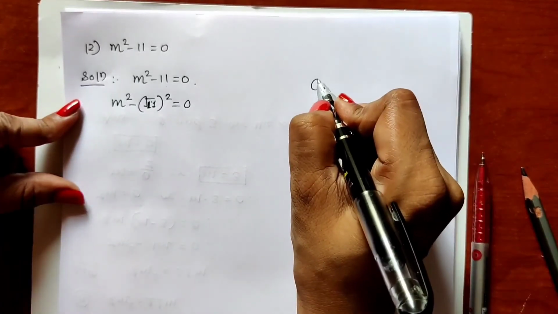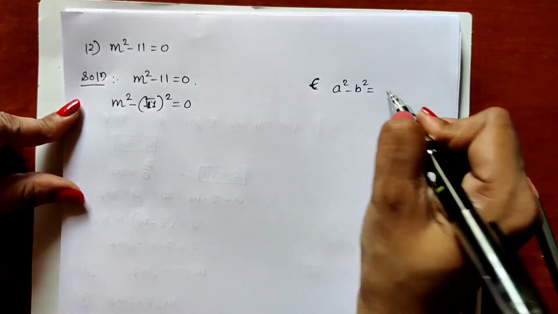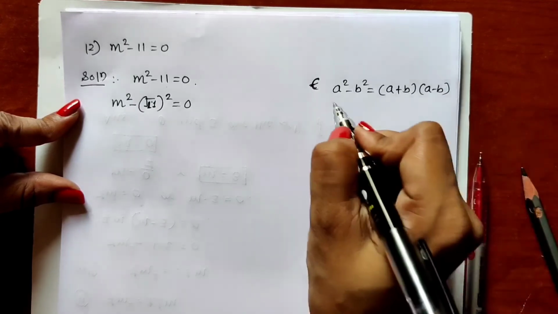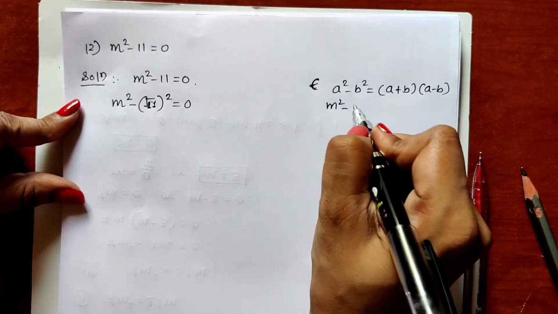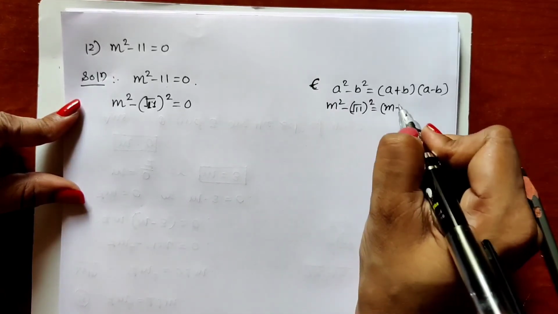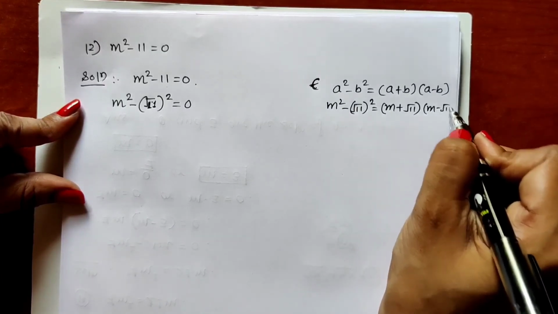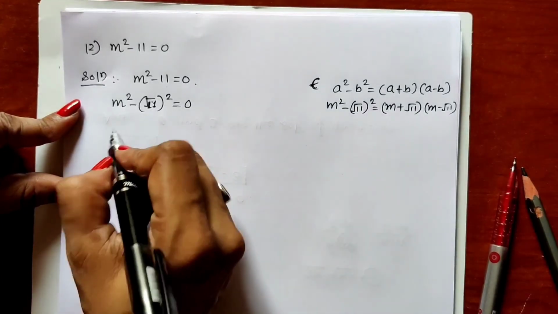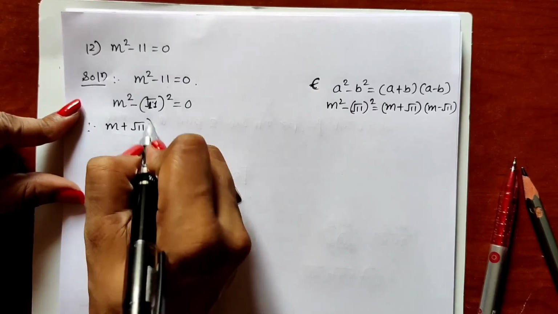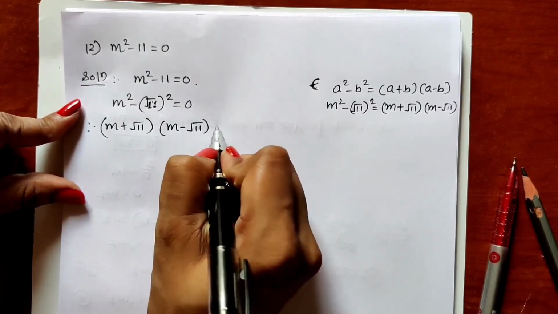We can apply the formula of a square minus b square is equal to a plus b in the first bracket, a minus b in the second bracket. That means m square minus square root of 11 square will be equal to m plus square root 11 in the first bracket and m minus square root 11 in the second bracket. So here we are going to apply this formula.